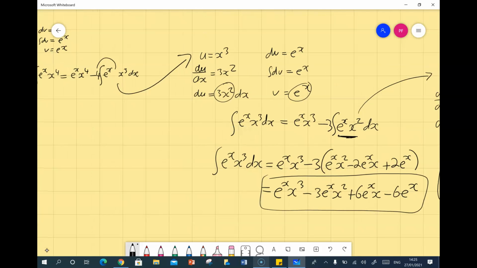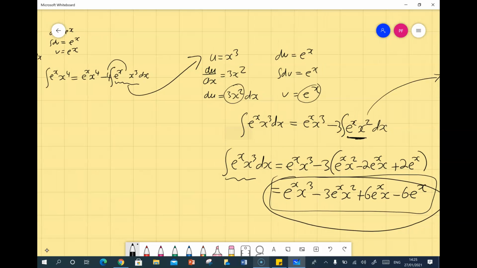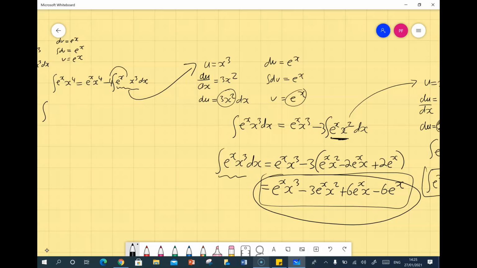So now we transfer this back. I need to find the integral of e to the power of x, x cubed, which is what I did here. So finally, I have my integral of e to the power of x times x to the power of 4 equals e to the power of x, x to the power of 4, minus 4 times what I have here: e to the power of x, x cubed, minus 3e to the power of x, x squared, plus 6e to the power of x times x, minus 6e to the power of x.